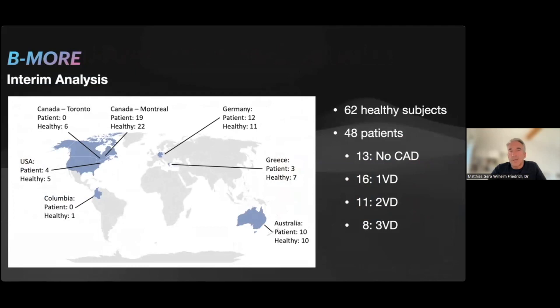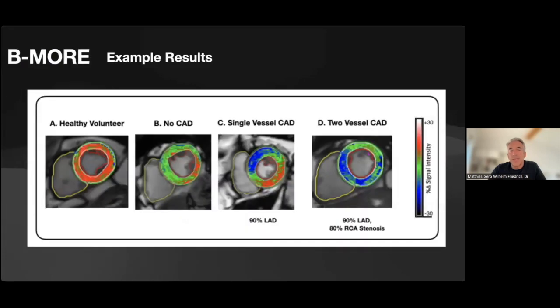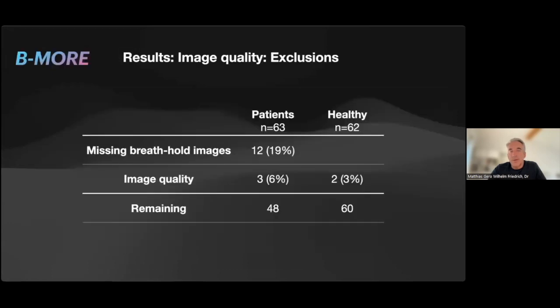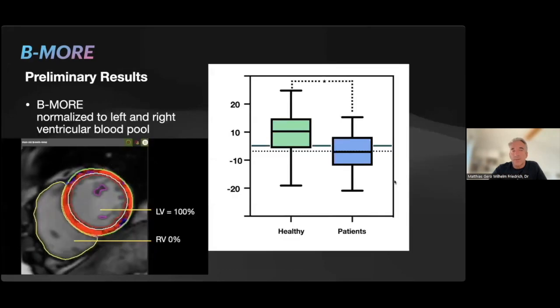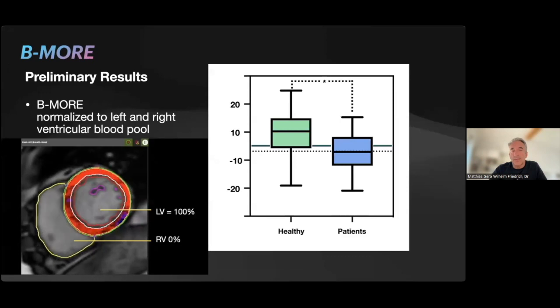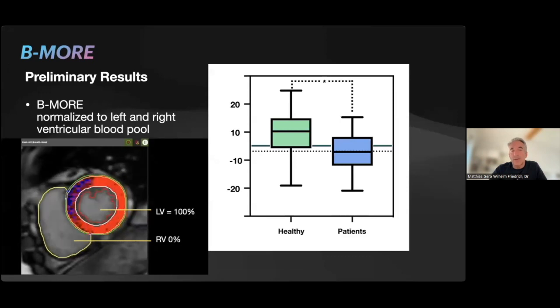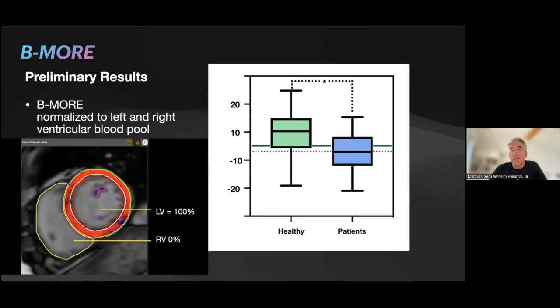And these are intermediate analyses, and we had 6 countries involved in that. And here are some examples. What we observed is that overall, there's still a learning curve in performing the breathing maneuvers. But once this was done, only a few patients had to be rejected because of image quality issues. And what was found is that, when normalized to left ventricular and right ventricular oxygenation, there was a difference between healthy people and patients.